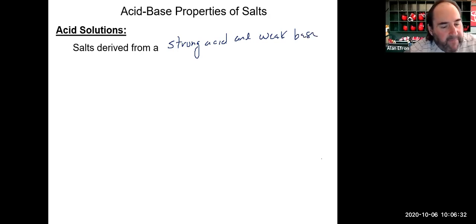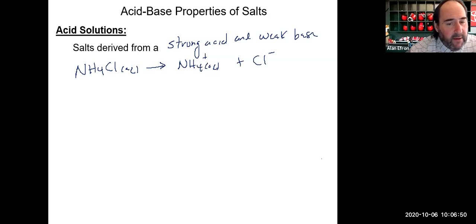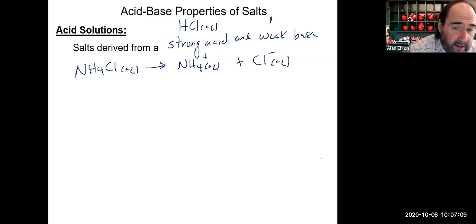So for example, if we had the salt ammonium chloride, when it breaks apart, it is going to break apart into ammonium ions and chloride ions. When we think about this salt, if we take a step back and think about where it came from, if you were asked where did this salt come from, probably a good answer would be HCl, hydrochloric acid, and the weak base here would be ammonia.